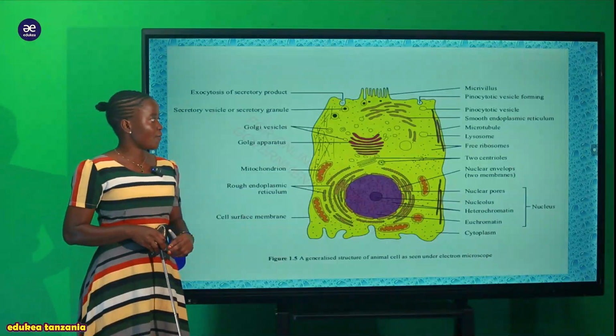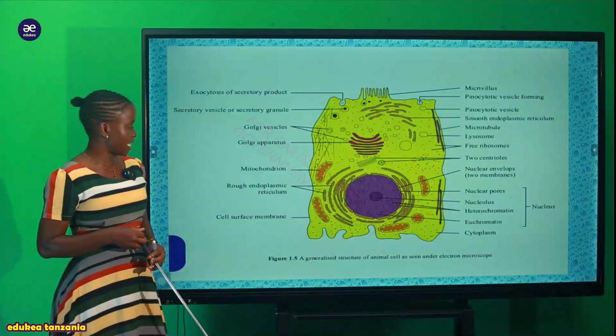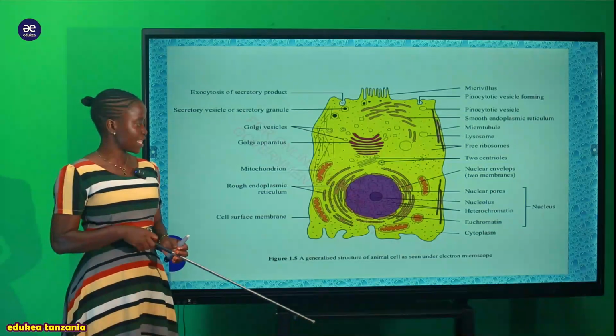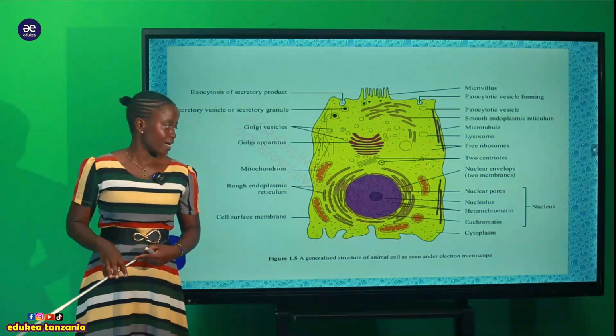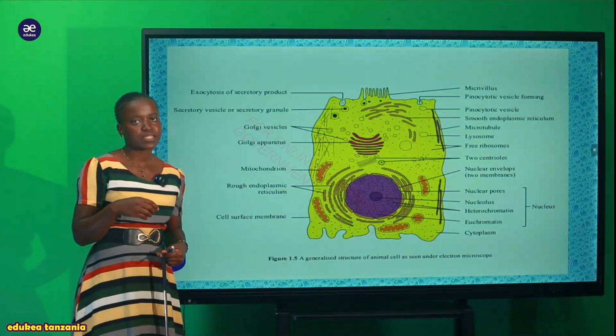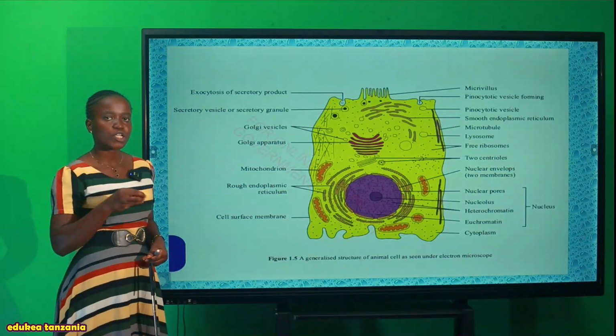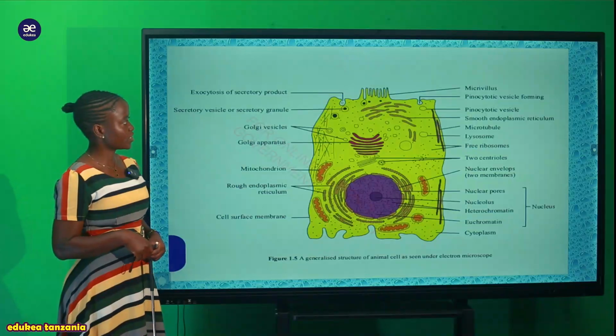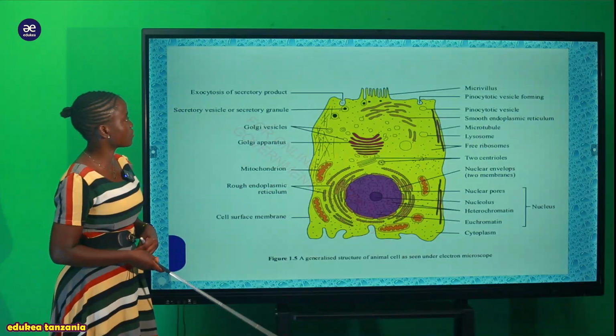But also, now let's see the generalized structure of animal cells as seen under the electron microscope. So we have seen the definitions of each part. Now let's see what this animal cell looks like. This is how it looks.